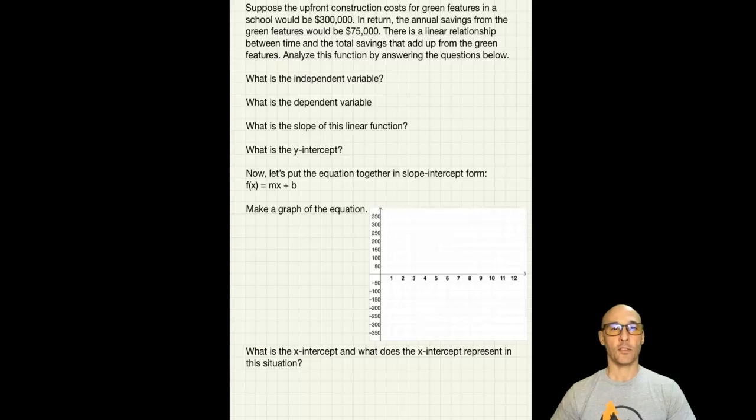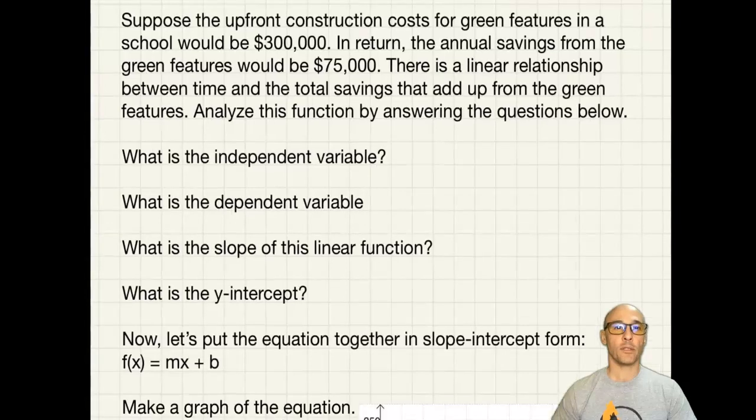All right, Algebra 1, this is 2.04, examples 1 and 2. Suppose the upfront construction cost for green features in a school would be $300,000. In return, the annual savings from the green features would be $75,000. There's a linear relationship between time and the total savings that add up from the green features. Analyze this function by answering the questions below.